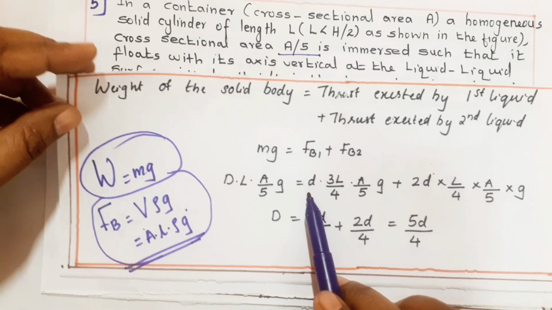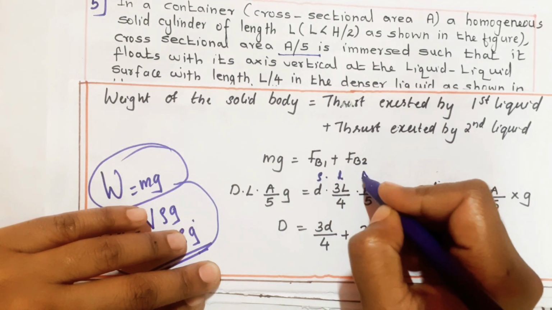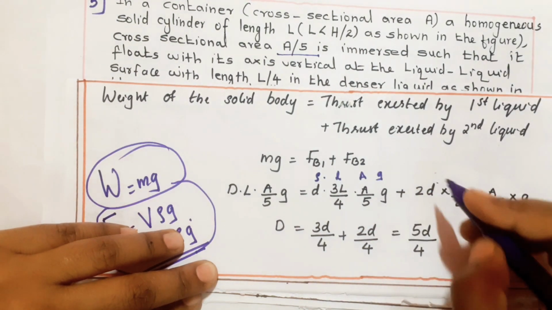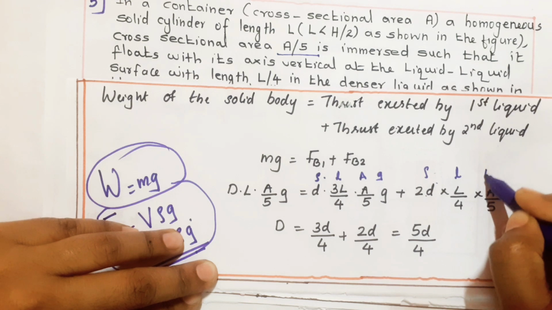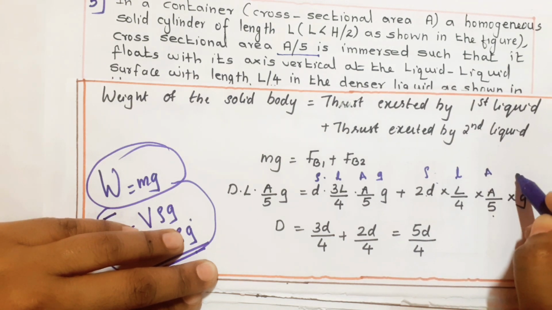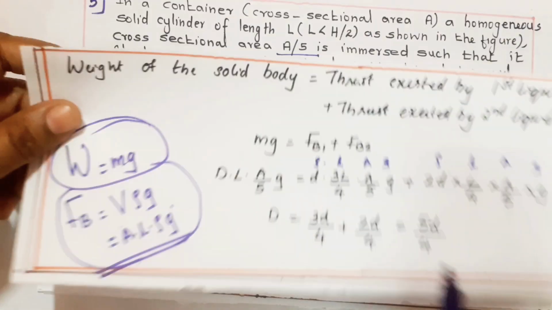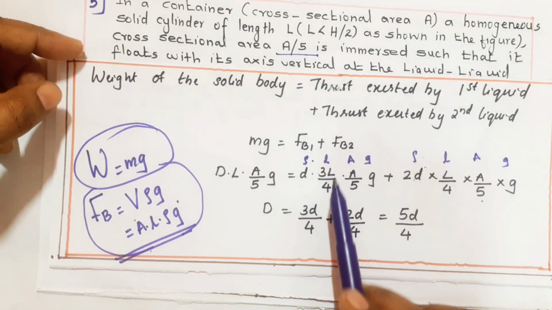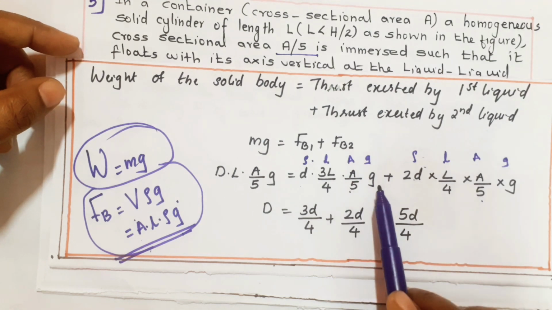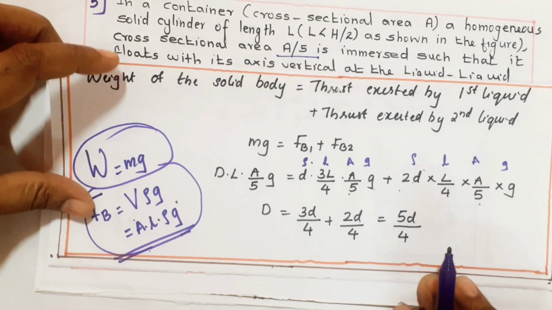So I can write here D, the density, then the length, then the area of cross section, and this is your gravity. For the second liquid also, 2D is the density, L by 4 is the length, A by 5 is the area of cross section, and this is your gravity. So A, L, rho, g we are taking for both the liquids. Rho into L: 3L by 4 into A by 5 into g, plus 2D into L by 4 into A by 5 into g.